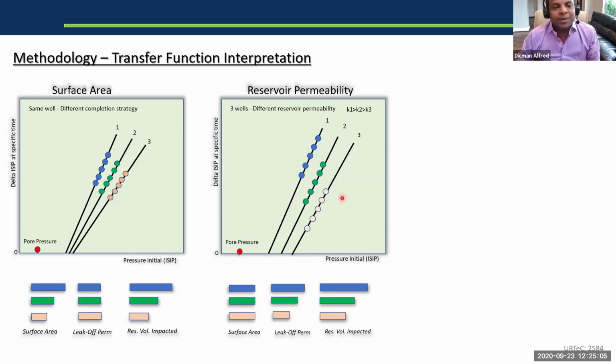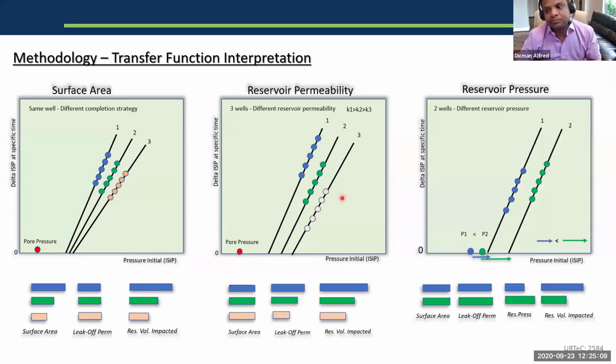And what about pressure? What if you have initial reservoir pressure 1 versus 2? Automatically, the one with the highest pressure is shifted to the right. So if you think about this, your ISIP here is a function of pore pressure as well, because there is a closure stress involved, and your closure stress is a function of pore pressure. So if you see these two things shifted, you automatically know that one is at a higher pressure than the other. Just very simply, that's the explanation.